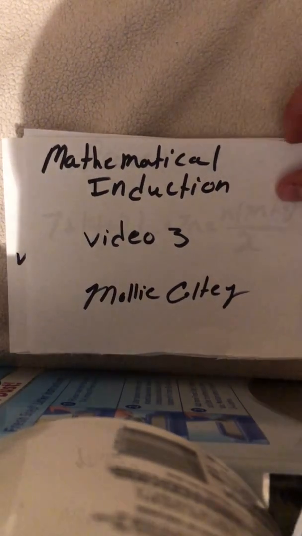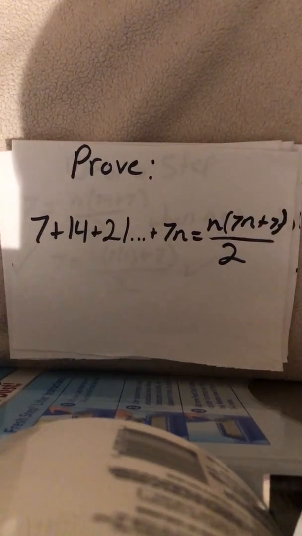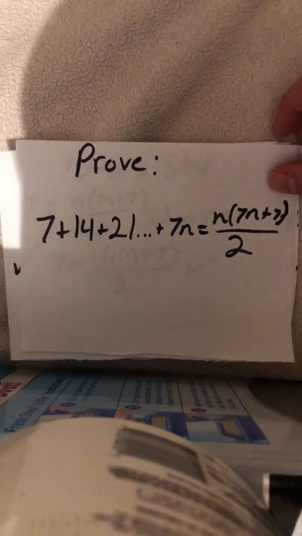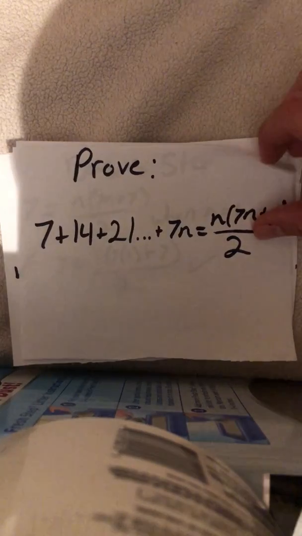Okay, so we're going to be doing a mathematical induction proof. Alright, and the sequence we're going to prove is 7 plus 14 plus 21 all the way up to 7n equals n times (7n plus 7) over 2.